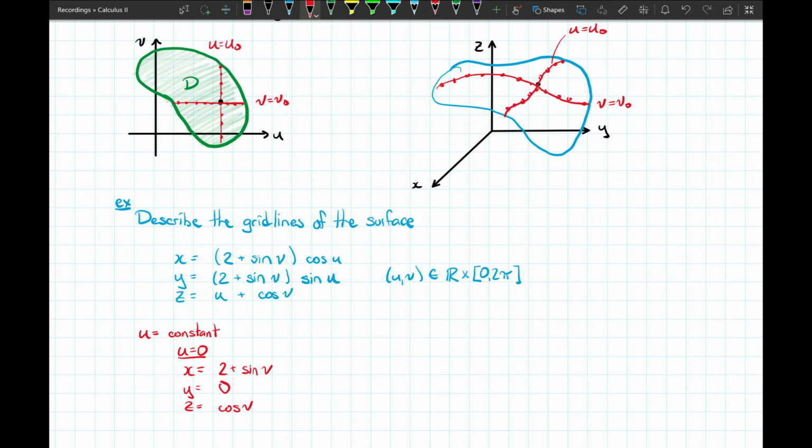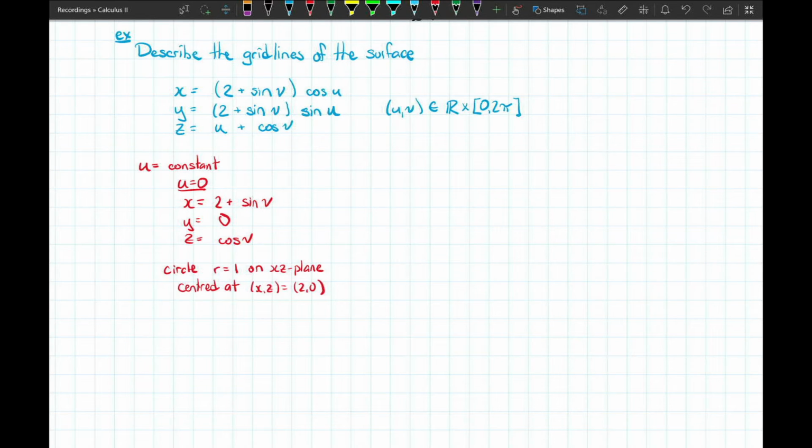All right, now remember that v is from 0 to 2 pi. If we ignore this plus 2, we have x equals sine v and z equals cosine v, and we should recognize that as a circle centered at the origin with radius 1. But if we put that 2 back in there, that'll give us the idea that it's simply a circle shifted along the x-axis by 2 units. So if we want to describe that, that'll be a circle of radius 1 on the xz plane centered at x comma z equals 2 comma 0. It might also help if you want to quickly sketch that.